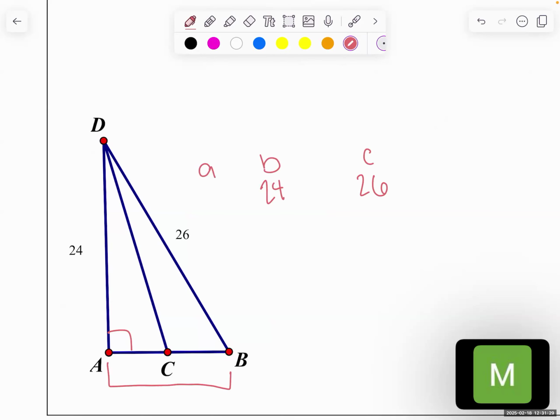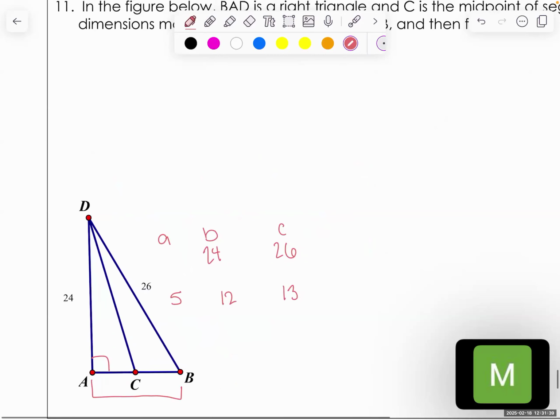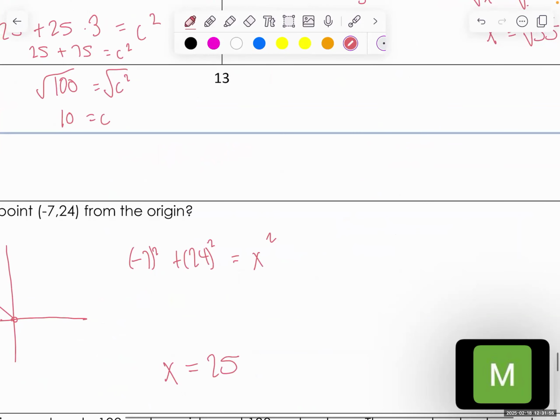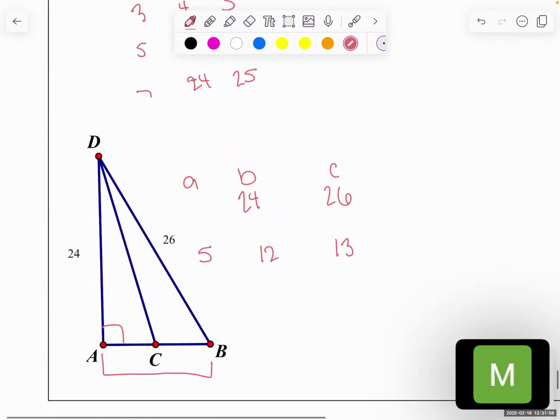Now, notice how those are both a factor of 2. This is technically what we call a 5, 12, 13 triple. And what a triple is, it's basically a set of numbers that you should know. 5, 12, 13, 3, 4, 5, and 7, 24, 25. That's how I knew this one up here was 25. Now, if you look, your scale factor was 2 to get from here to here. So to go back, just double it, and this is 10.